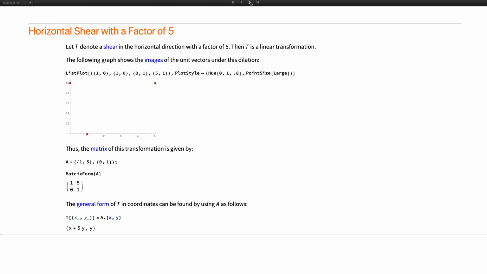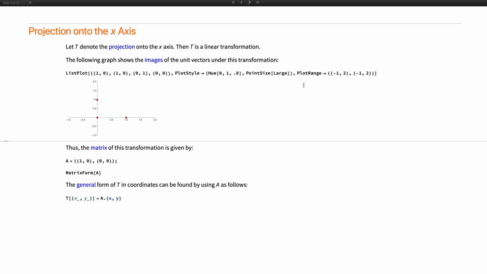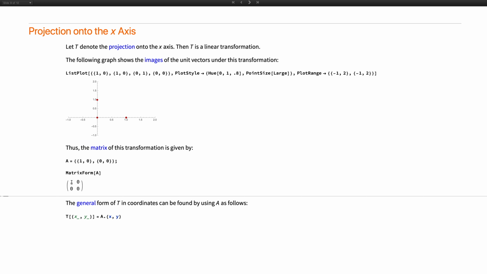And finally, let's talk about projections. So you want to project onto the x-axis. Now, here's the picture. If you project (1, 0), you get back just the same result. But if you project (0, 1), it gets projected to (0, 0). So the matrix is rather simple. You have (1, 0) in the first column and (0, 0) in the second column.